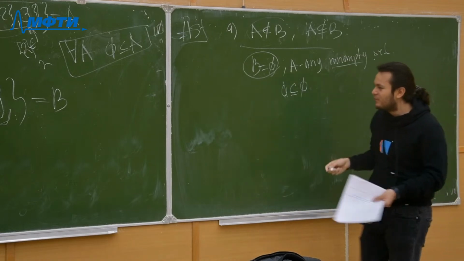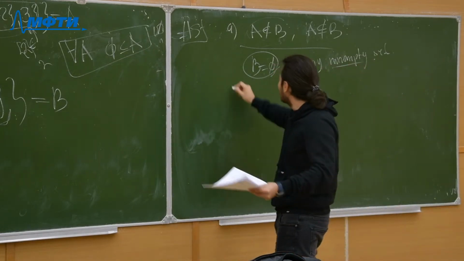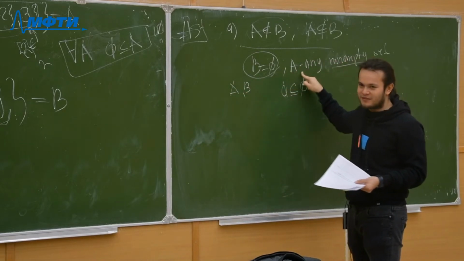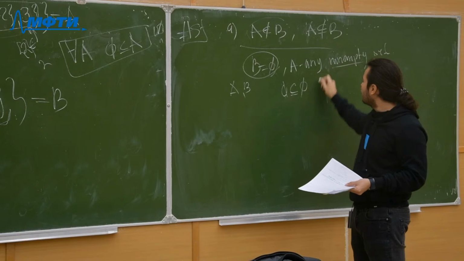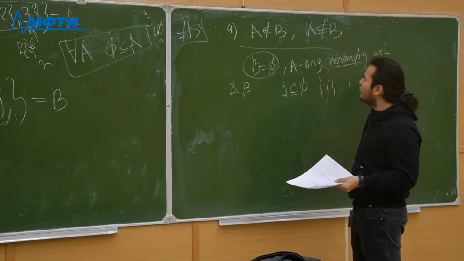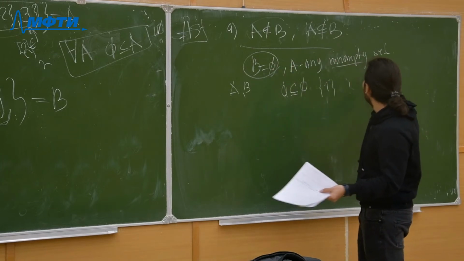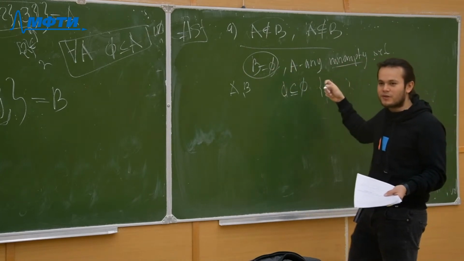You can give 100, 1,000 examples of A and B, but I want you to find the general case, right? Because you can write, I don't know, this is 1 and this is 2 and so on. Yes, but what about the general case? I think this is more interesting for us here.